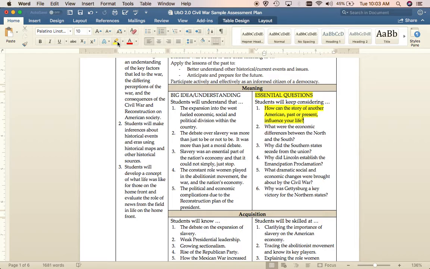Or in an art class, I know I got some art teachers out there, we could talk about how this particular story is an inspiration for particular artwork. So let's move on.